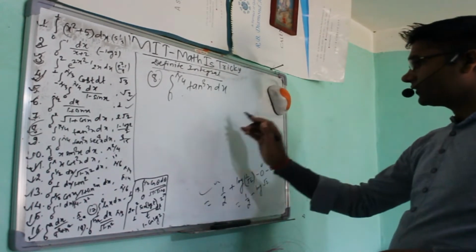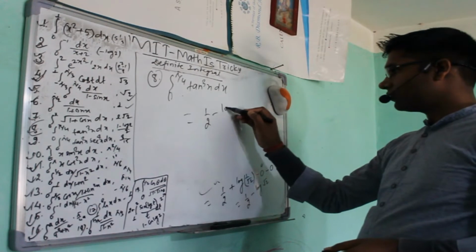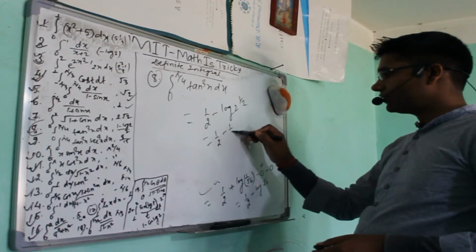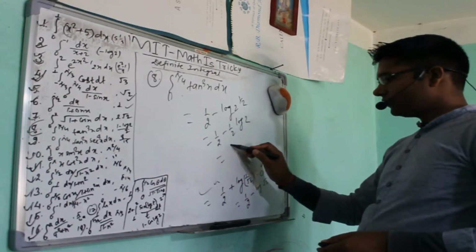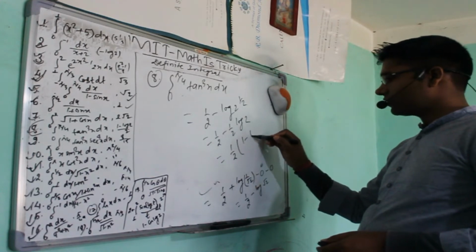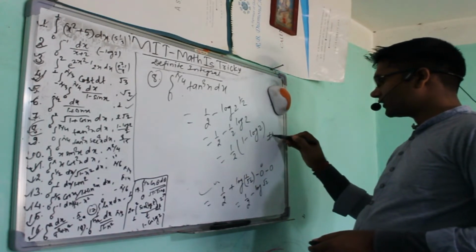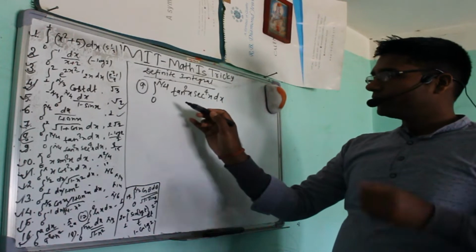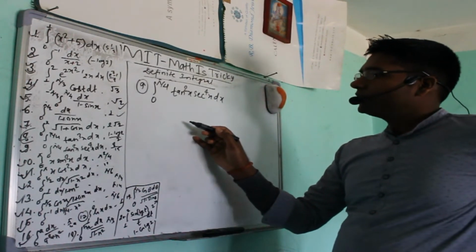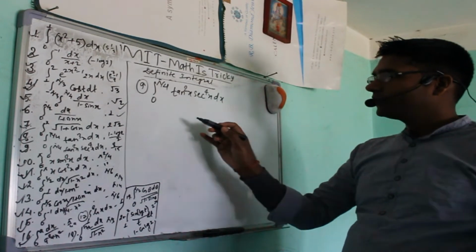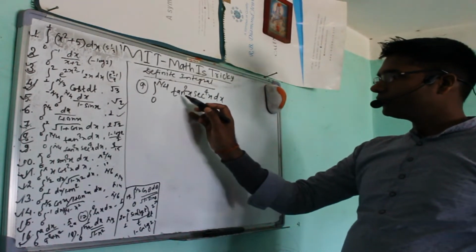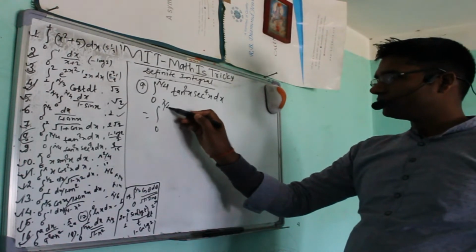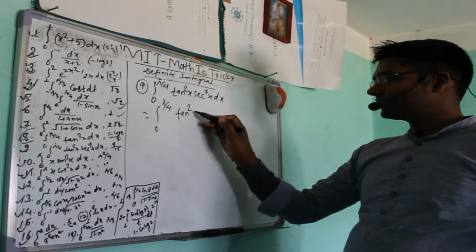So for this integral from 0 to pi by 2, we can write it this way: dx by 1 plus sine x. Let's change sine into cos, so cos of pi by 2 minus x, we can write. And now we have the formula for this: 1 plus cos 2a is 2 cos square a, and for 1 plus cos a, it is simply 2 cos square a by 2. By using this formula, we will have the integral from 0 to pi by 2 dx by 1 plus cos a.